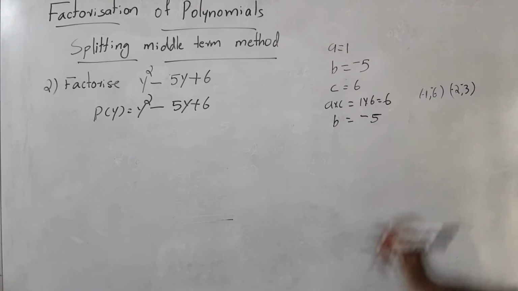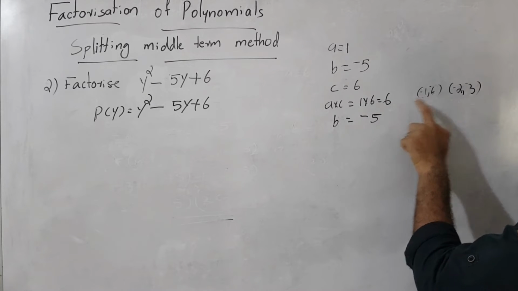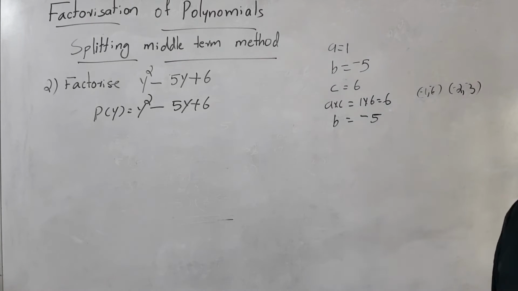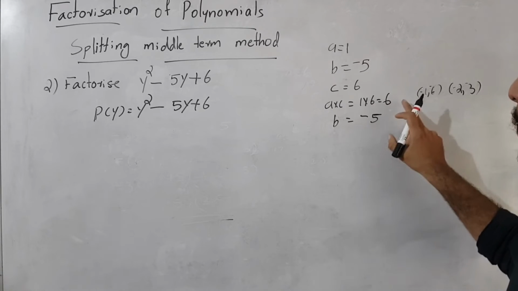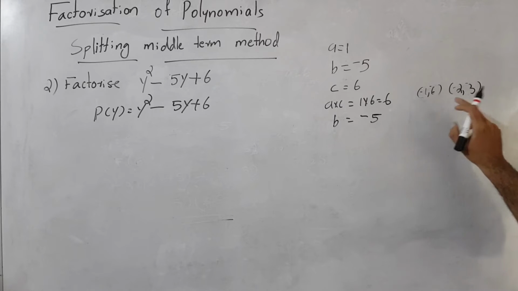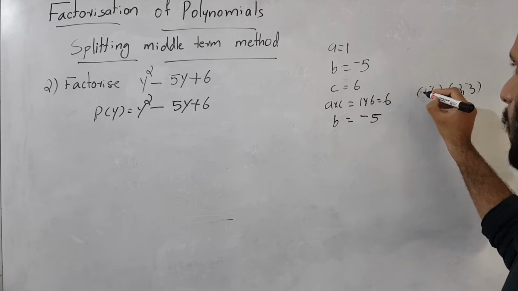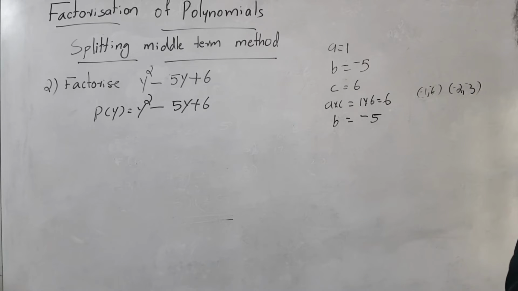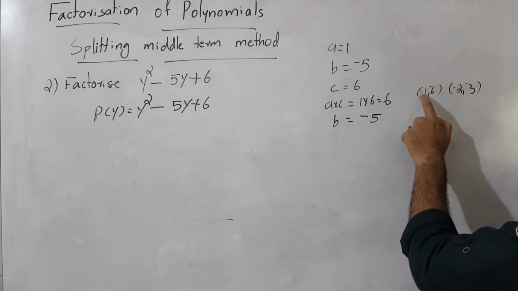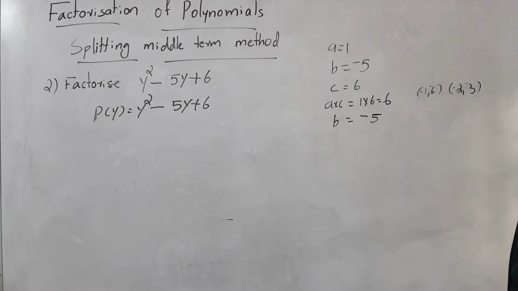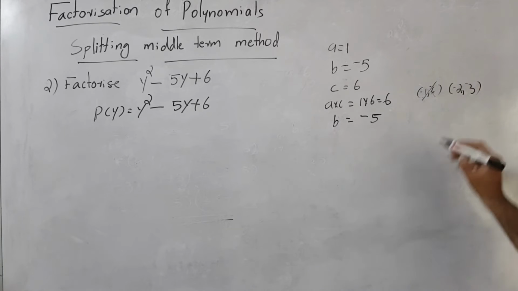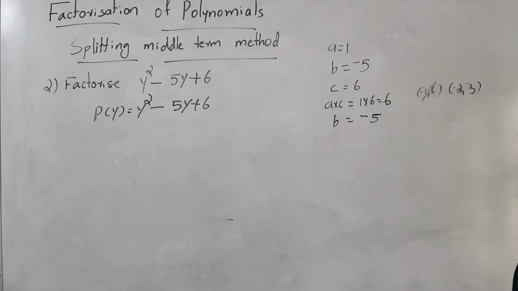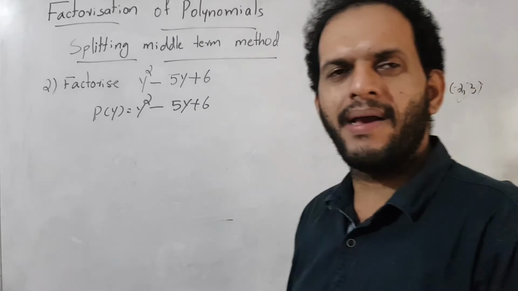minus 2 minus 3. Multiplying 1 and 6 gives 6, and multiplying 2 and 3 also gives 6. Then we check what the sum is. The sum is negative, which means both signs are negative. So we add minus 1 and minus 6, and minus 2 and minus 3. What is minus 1 plus minus 6? Minus 1 plus minus 6 is not minus 5. That is minus 7, so we cancel this one. Then minus 2 plus minus 3 is minus 5. So we take the pair minus 2 and minus 3.